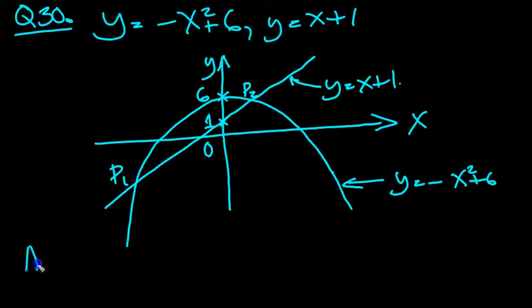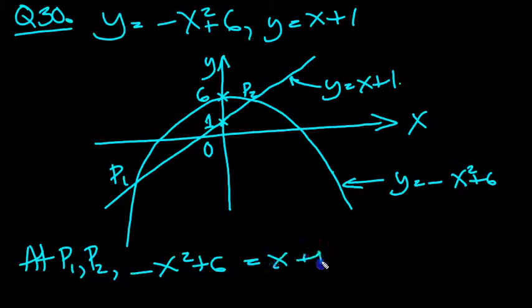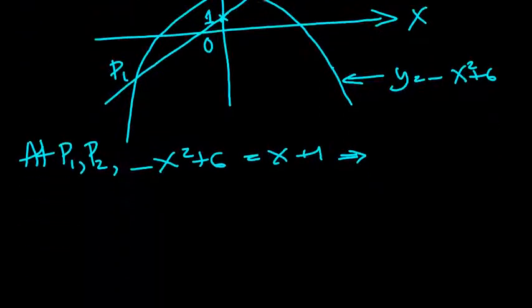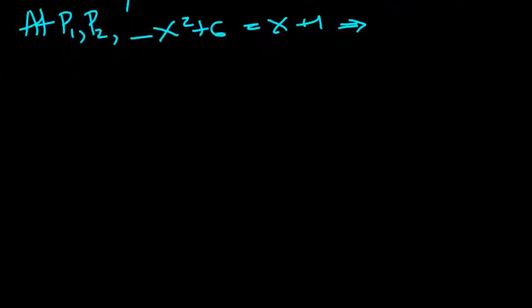So what happens at P1 and P2? Well, these y values will be the same, so we can just write down that minus x squared plus 6 equals x plus 1, and I'll move down the page and we'll work it out. So we've done the sketch and now we'll worry about P1 and P2, yeah?